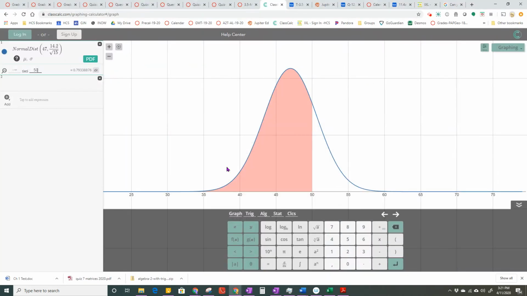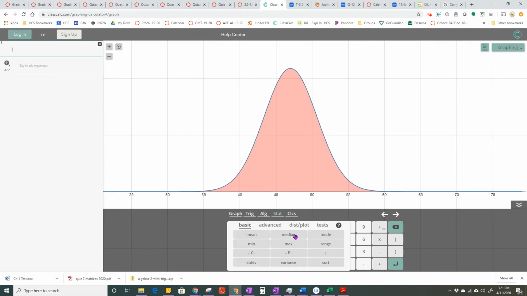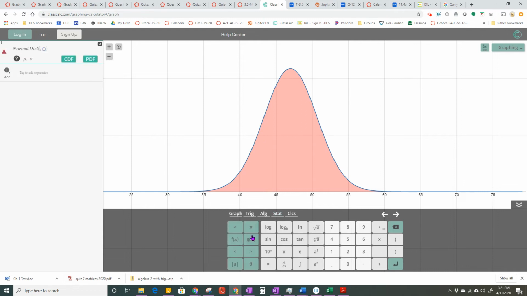So I'm going to go back to ClassCalc, and I'm going to clear that and clear that. I didn't have to, I could have just typed over it. Probably should have done that. Stat, dist plot, normal distribution. Sometimes it helps to see the buttons. So my mean was 3.49. My standard deviation was, nope, that was the last problem.